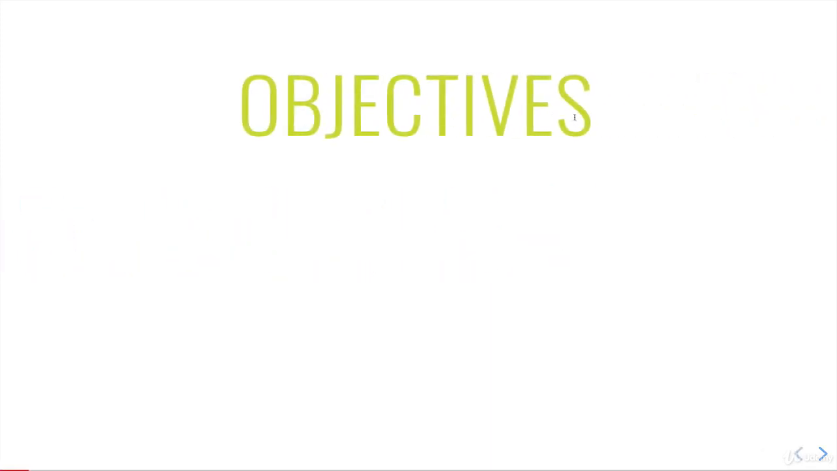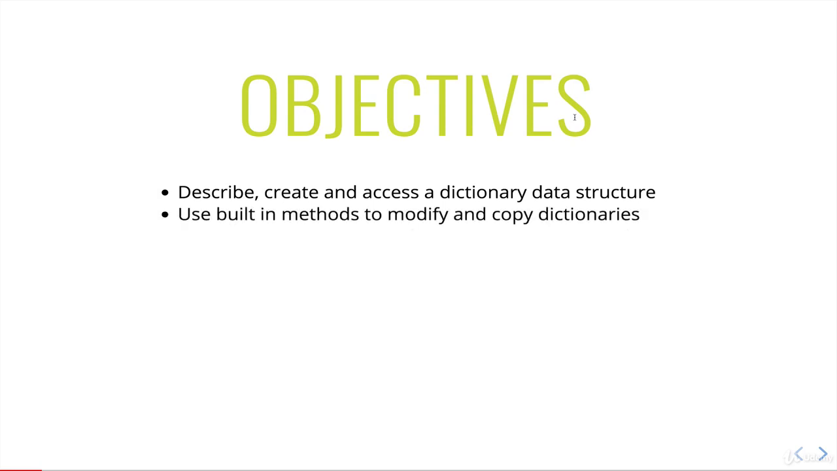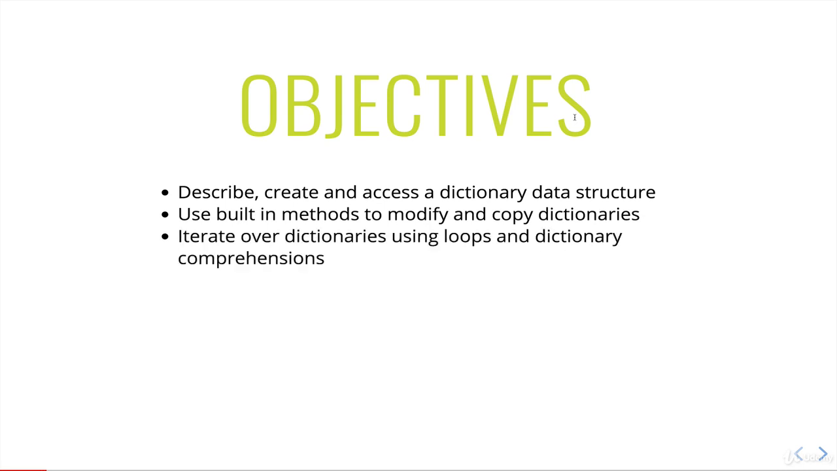So let's first define some basic objectives, what we want to do in this section. We want to be able to create and access dictionary data structures, as well as explain what they are and describe how they work. We'll use a couple of built-in methods to modify and copy dictionaries. Fortunately, there are not as many we need to talk about compared to lists. We'll learn to loop over dictionaries, iterate over them using loops, and dictionary comprehension. So we saw list comprehensions, we'll also see dictionary comprehensions.